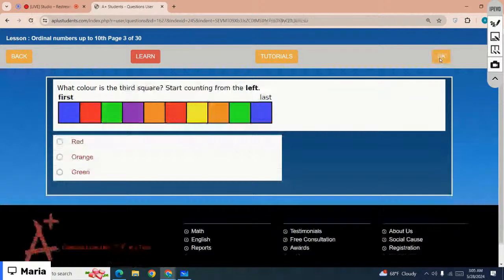What color is the third square? Start counting from the left side. So which is the correct option? We did the question in the tutorial, and that's why we started the test, because the lesson is too easy, isn't it? The correct option is green. The third square is green.